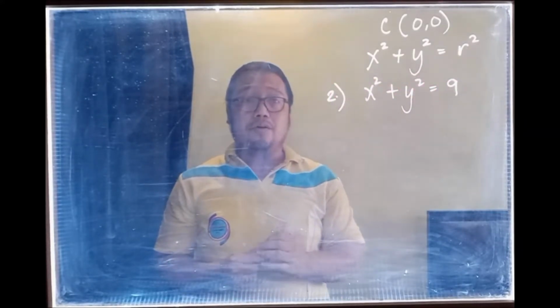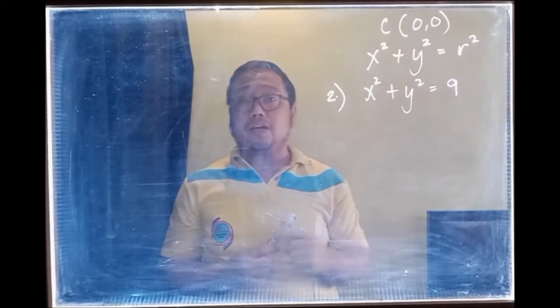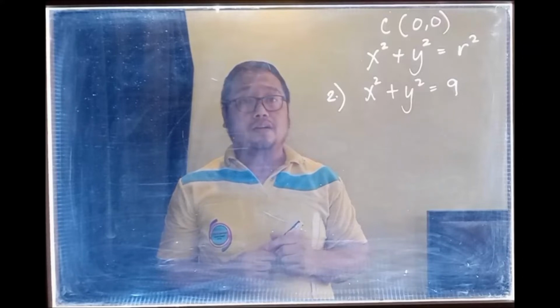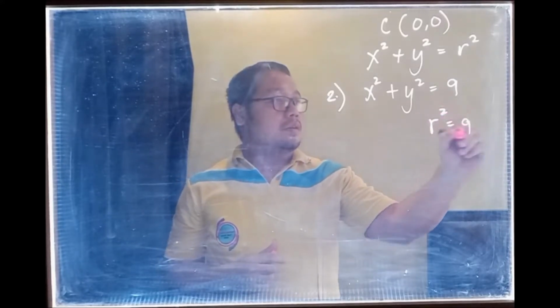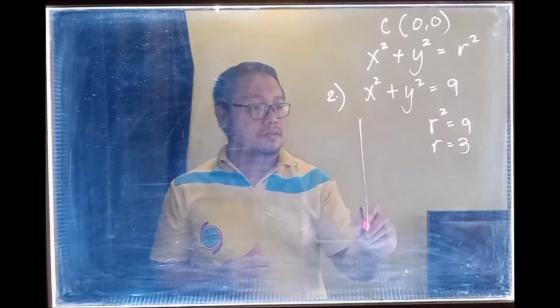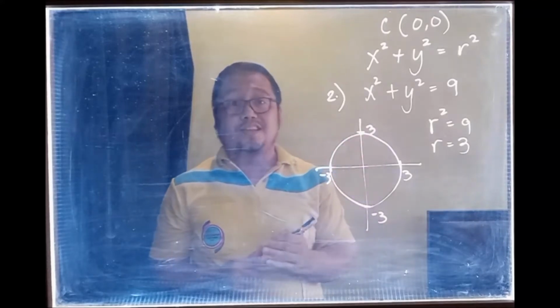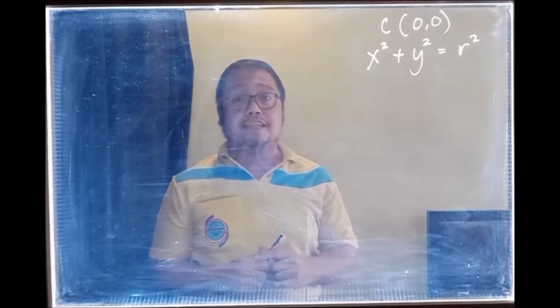Let's have the second example. Again, we know that r squared equals 9. We can find the radius to be 3, and we can graph the circle. That is your circle.